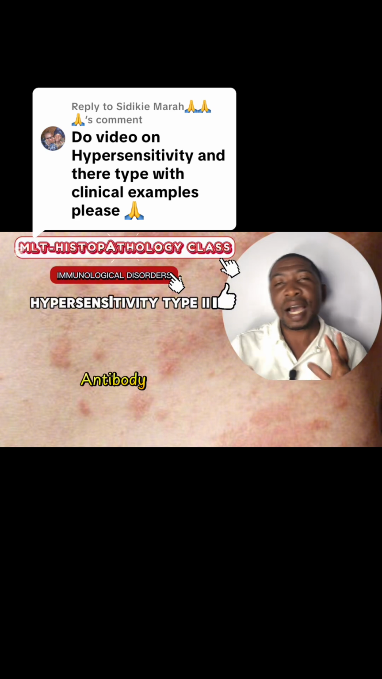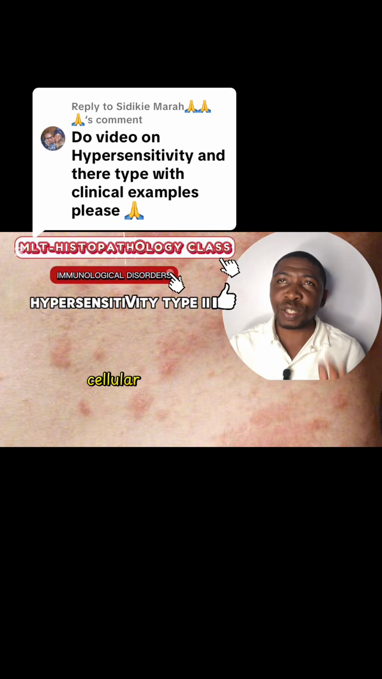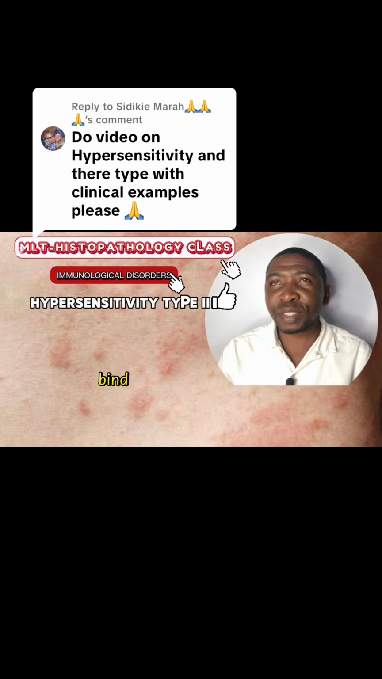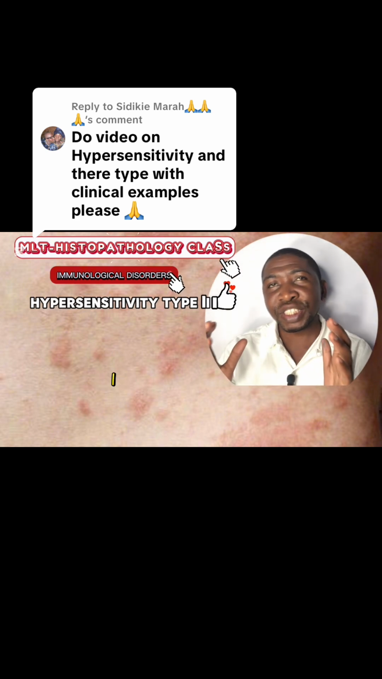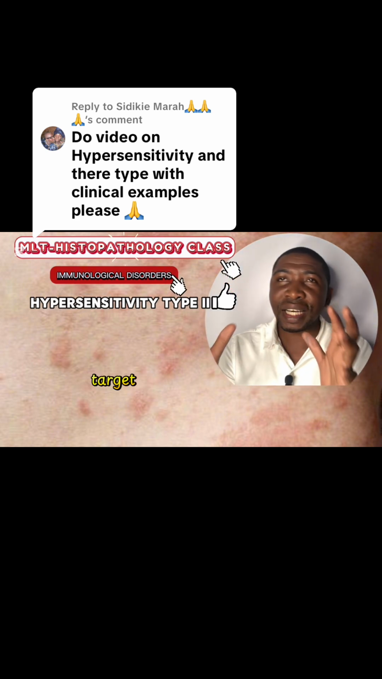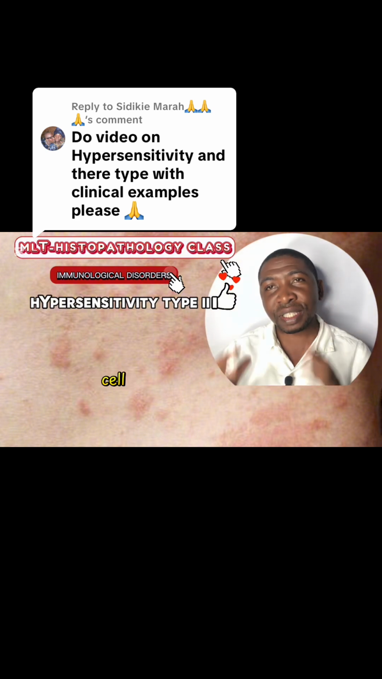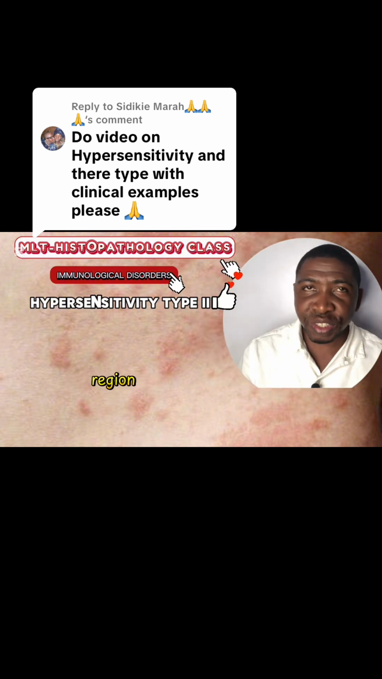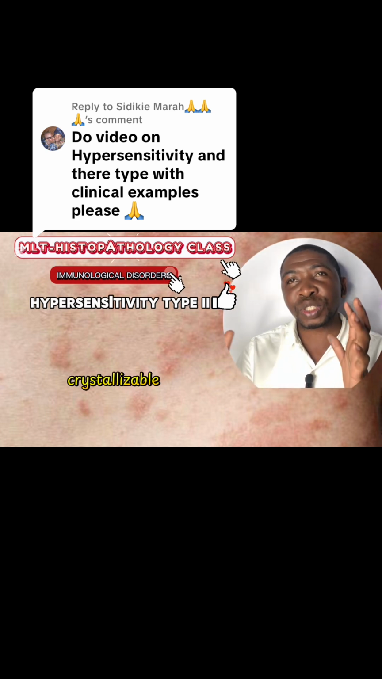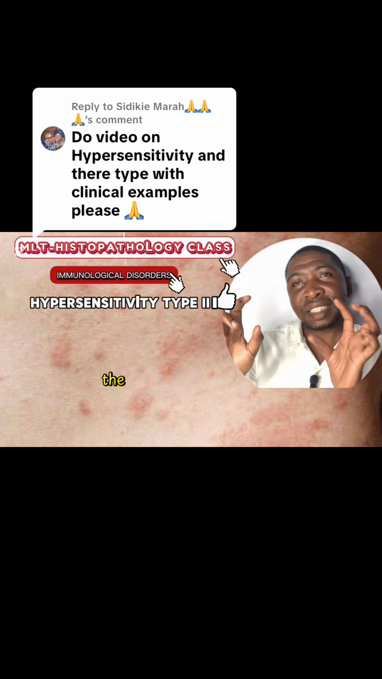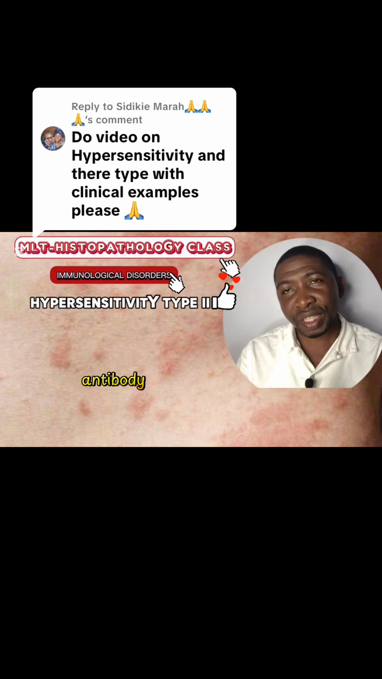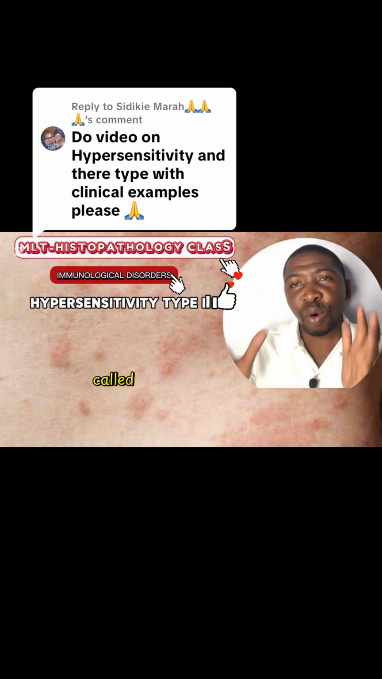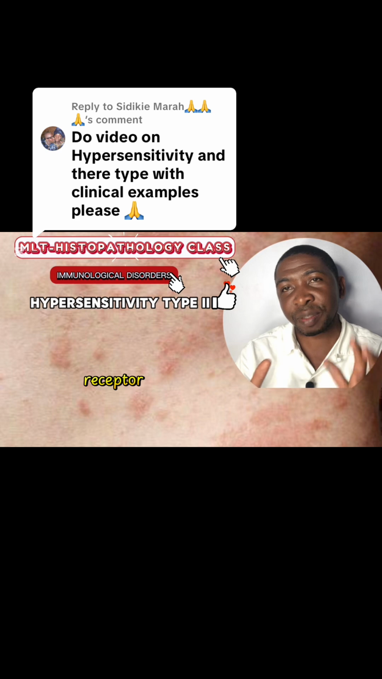Number 3, antibody-dependent cellular cytotoxicity. So the natural killer cells bind to the Fc region of IgG antibodies on target cells and induce cell lysis without phagocytosis. The Fc region, which is the fragment crystallizable region, is the tail region of an antibody that interacts with the cell surface receptors called the Fc receptor.